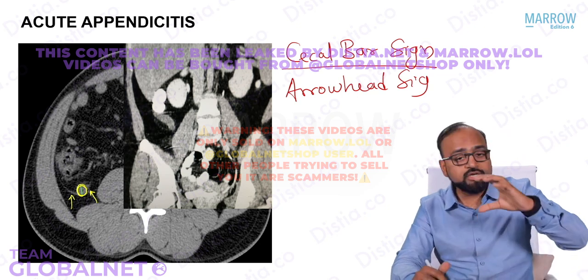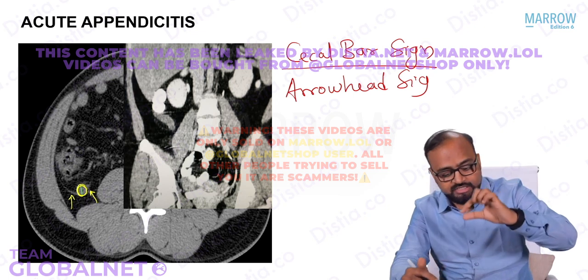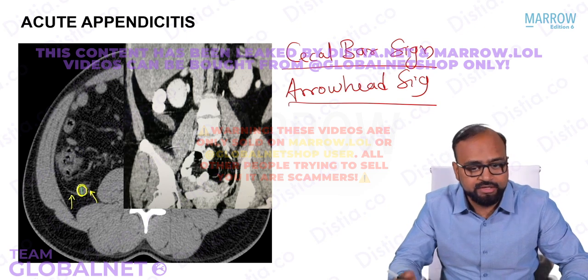The contrast material, if the patient is given contrast material to drink, actually creates an arrowhead which points towards the appendix. That is sometimes a clue. That is what is called the arrowhead sign.